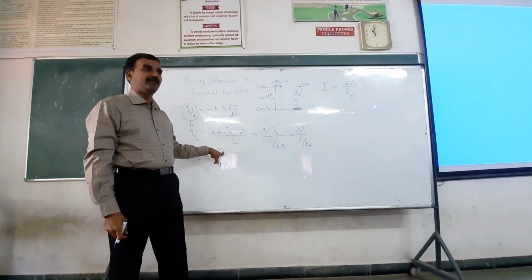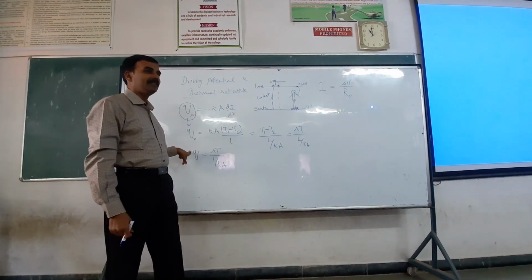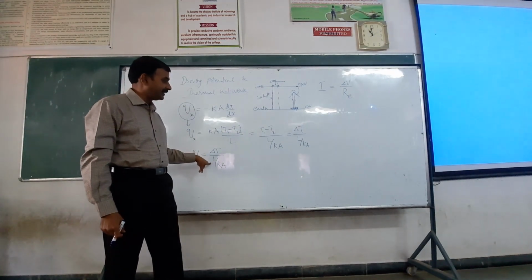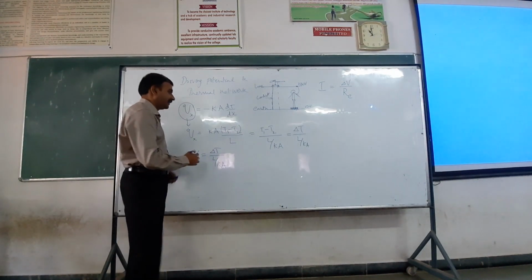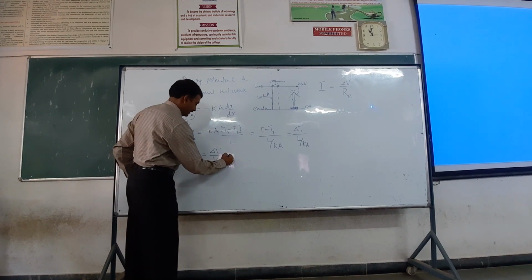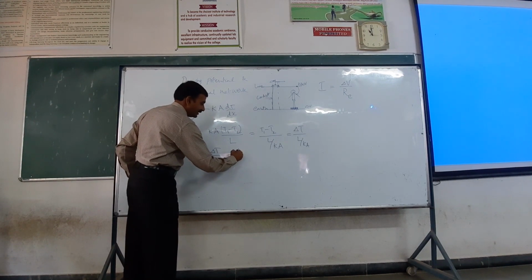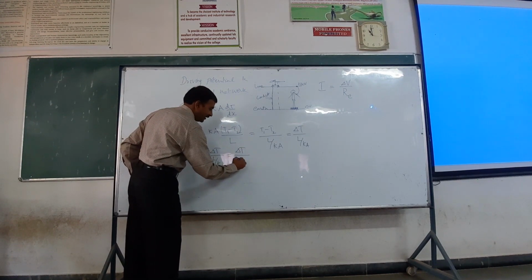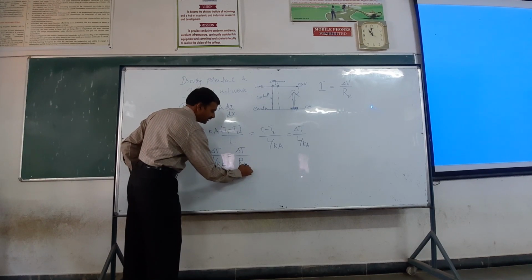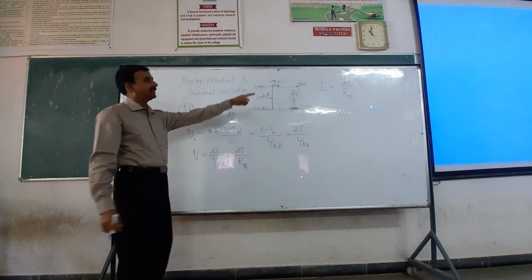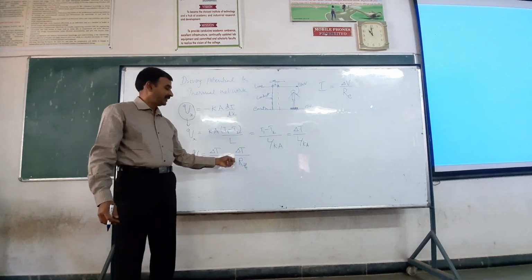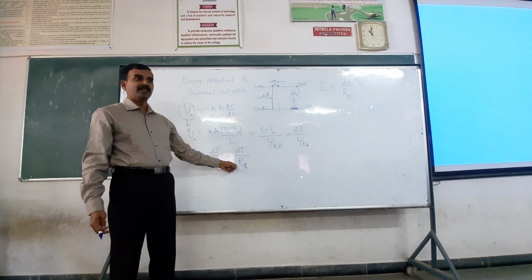Delta T is the potential difference, and this is the flow, and this is the thermal resistance of air. So this can be written as delta T divided by R_TH. There, that is electrical resistance. Here, this is thermal resistance.